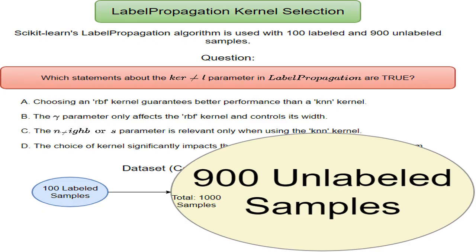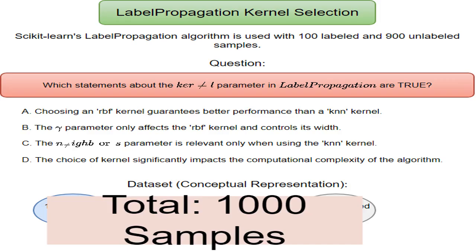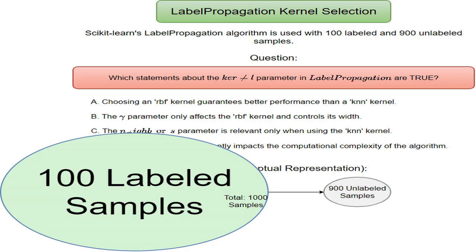I have 100 data points with known labels. These are the examples the algorithm uses to learn. I have another 900 data points whose labels I want to predict. That's where the label propagation algorithm will put in the hard work for me. In total, my dataset has 1000 samples, 100 labeled and 900 unlabeled. This is the complete data set to work with.